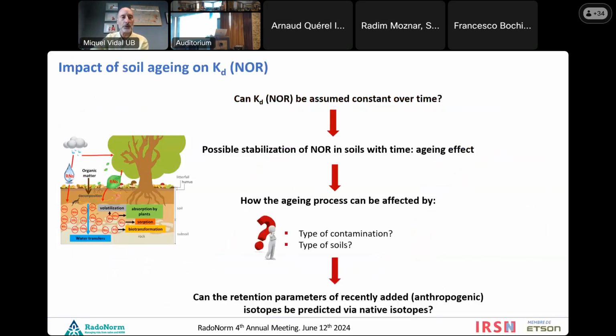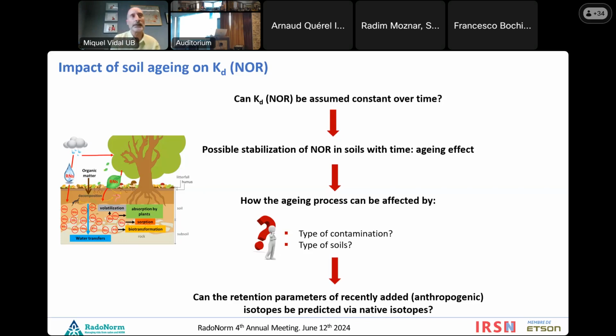So going a little bit forward in the presentation, another question that we may be asking is whether time may play a significant role, and if we can estimate the impact of soil aging on the Kd. So the first question is, can we assume that the Kd is constant over time? And the answer is no. We cannot assume that. First of all, as I showed you before, we observed changes between adsorption Kd and desorption Kd depending on the radionuclides.